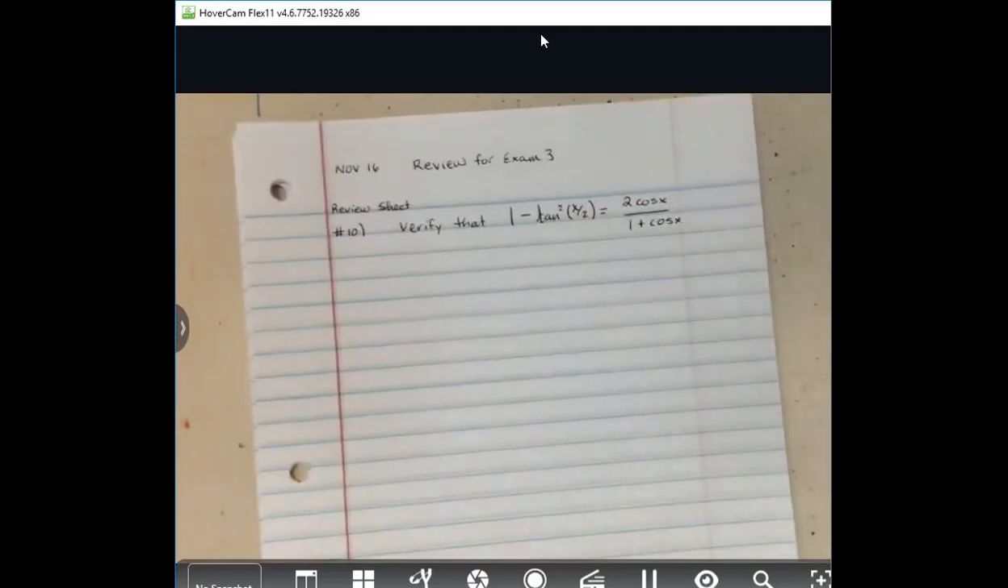All right, we're going to verify that. Let me get this out of here now. We're going to verify that 1 minus tangent squared of x over 2. Uh-oh. We have a Webwork question. Okay, I'll get to that next.